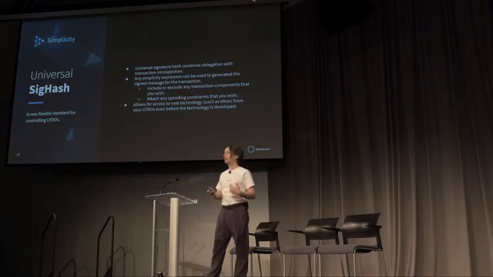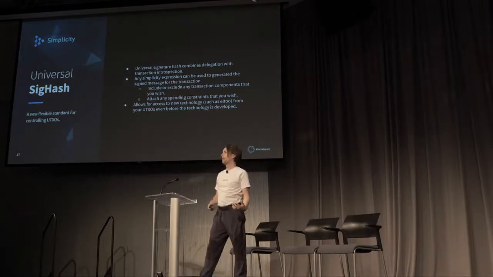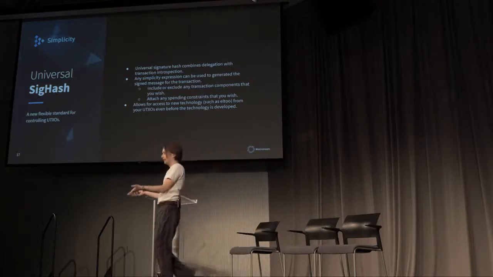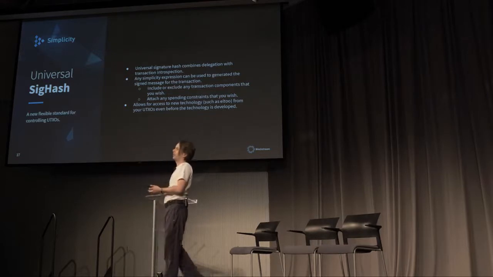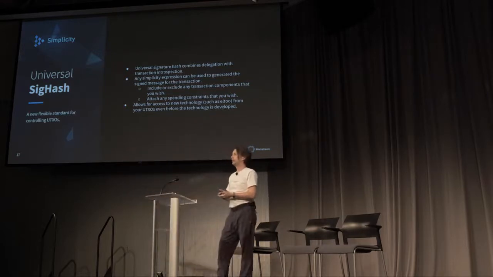So you provide, using the delegation mechanism, a Simplicity expression that constructs the particular aspects of the transaction that you want to hash together, and then you sign the Merkle root of the Simplicity expression that generates it. That's signing the Sighash plus signing the message hash as well.